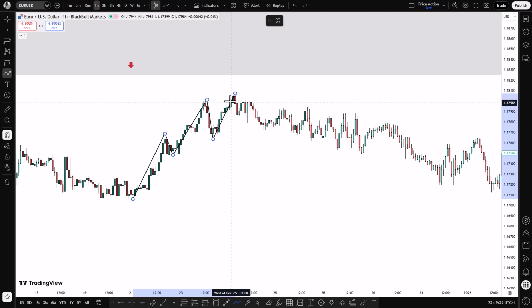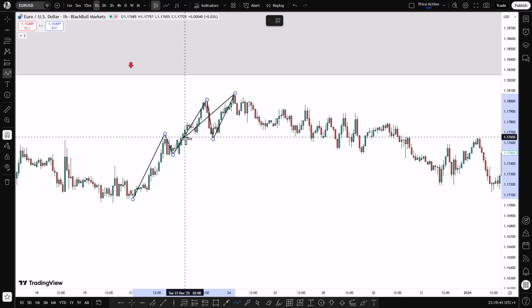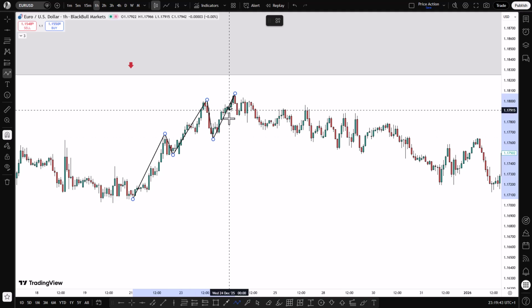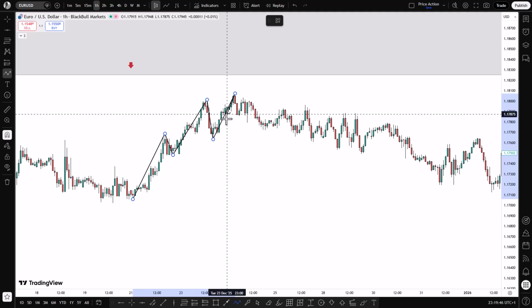So the momentum that price had when it formed this move is not the same as the momentum that price is showing here. So price is likely starting to weaken. Okay, the momentum is starting to weaken, and that's our warning signal. Remember, I told you that's our first warning signal.